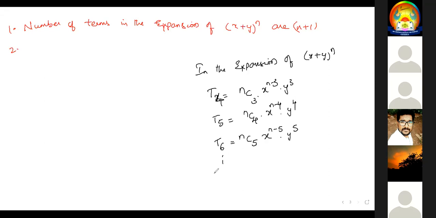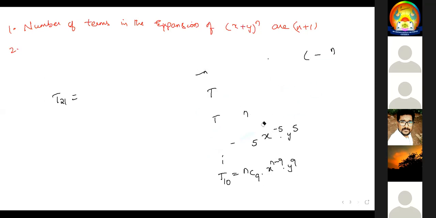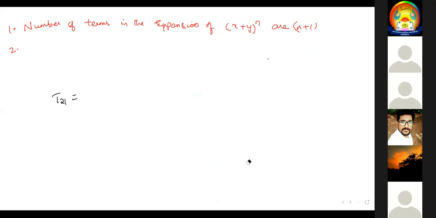Like that, can anyone say what is the 10th term? Sir, NC9 into x power n minus 9 into y power 9. Yes, very good. Like that, can anyone say what is the 21st term? Yes, sir, NC20 into x power n minus 20 into y power 20. See, like that we should write.